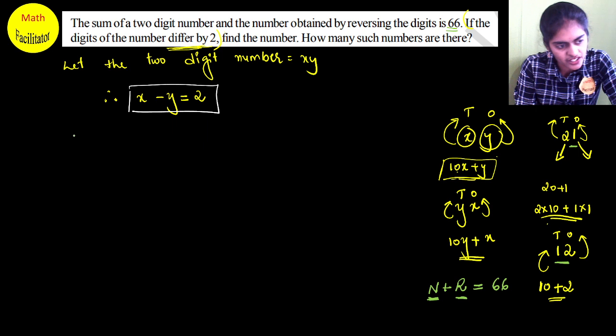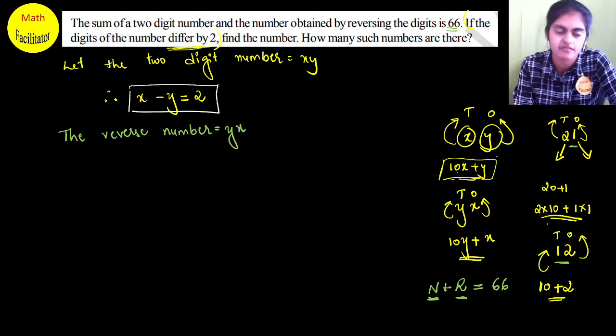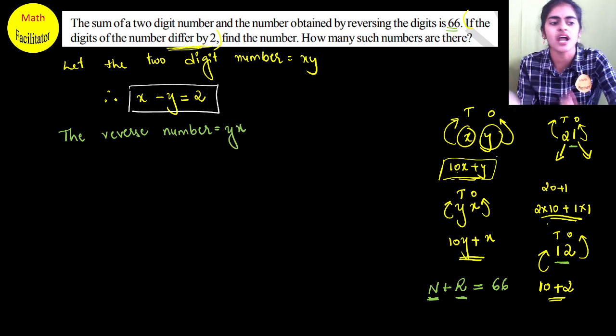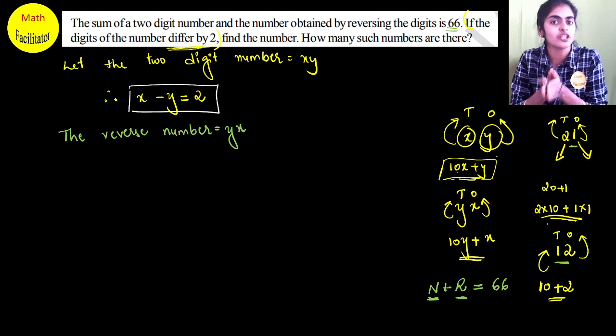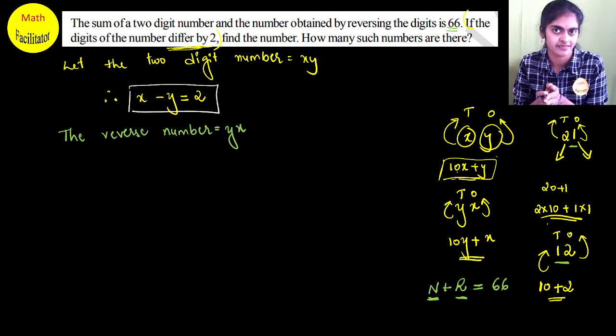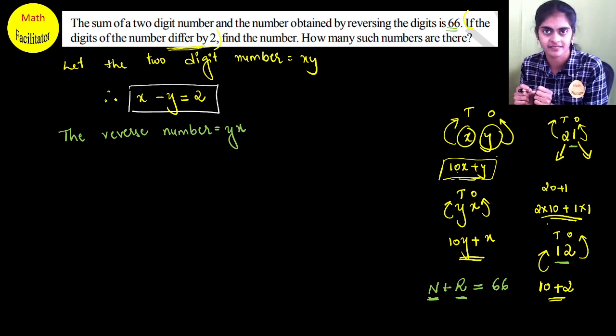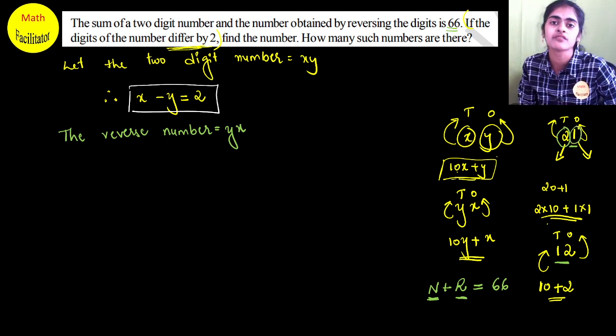So to write this condition, let me write the reverse number. In the rough work I have written, but here let me write. So xy is a number, the reverse number is yx. If I have to add the numbers, I have to take the value of the number. If I have to add 21 and 12, I should take the values and add. So the value you are taking, you are not taking 2, 1 and adding. You are not taking the digits separately and adding. You are taking the value of the number and you are adding.